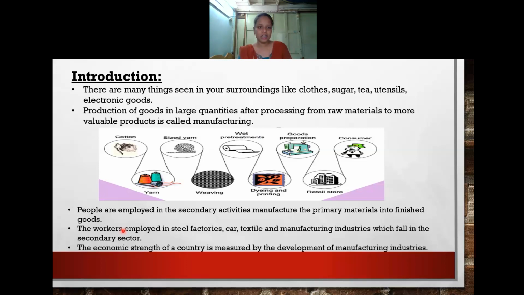What is the primary material? Cotton, for example. It will be converted into finished goods. The workers are employed in various kinds of industry, called steel factories, car, textile, and other garment factories, as well as automobile factories. All these people and workers are employed in the secondary sector. So all these manufacturing industries fall under the secondary sector. The economic strength of a country is measured by the development of manufacturing goods as well as manufacturing industries.